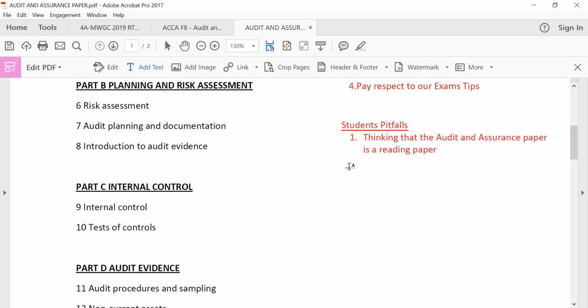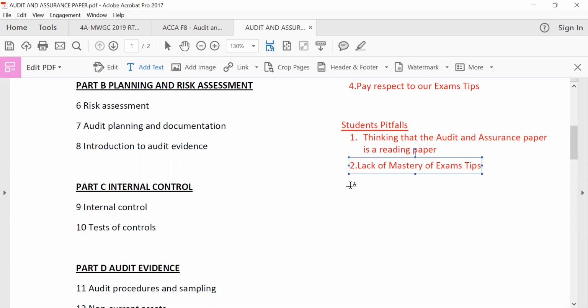So that is the first pitfall. The second pitfall is lack of mastery of exam tips. Very important. If the exam tips come up, you need to really master it. You need to really train yourself to that. Do not think that it is just the normal exam tips given to you, right?